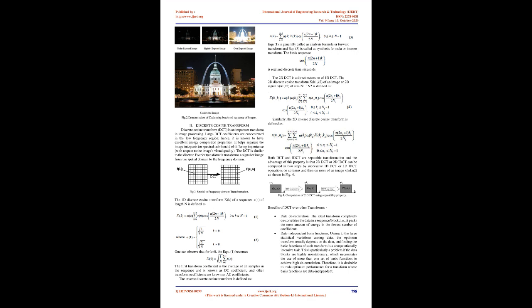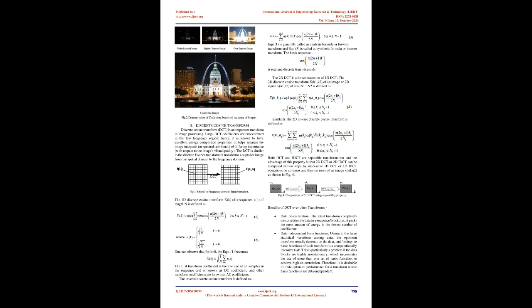2. Discrete cosine transform. Discrete cosine transform, DCT, is an important transform in image processing. Large DCT coefficients are concentrated in the low-frequency region, hence, it is known to have excellent energy compaction properties. It helps separate the image into parts, or spectral subbands, of differing importance, with respect to the image's visual quality.